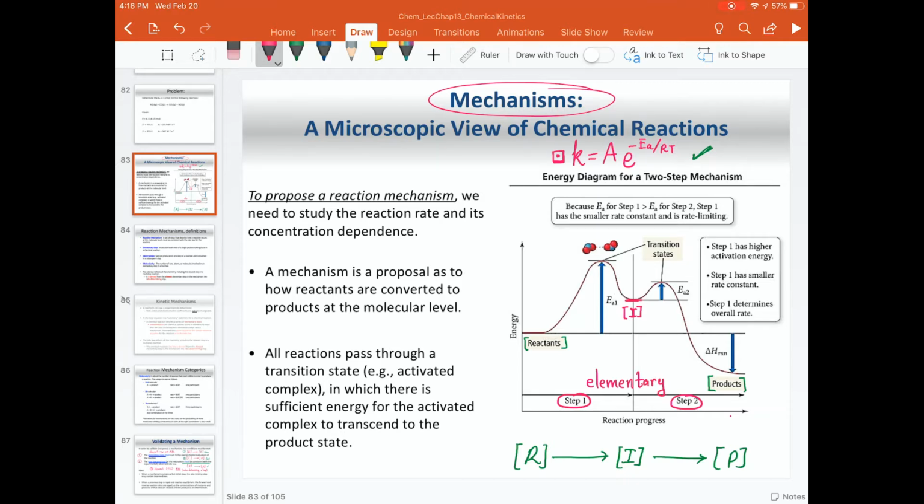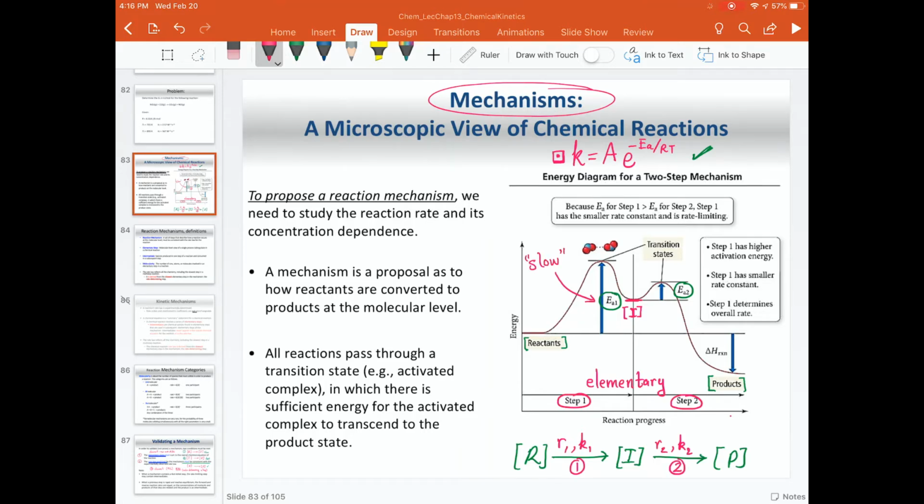So each of these elementary steps, 1 and 2 here, will in principle have its own activation energy associated with it. Remember that according to the Arrhenius equation, if you have a different activation energy, then the rate constant of your reaction is also going to be different. So in principle, the rate of the first reaction is different from the rate of the second reaction. And also remember, look at the Arrhenius equation, the higher the activation energy, the slower a reaction is going to go.